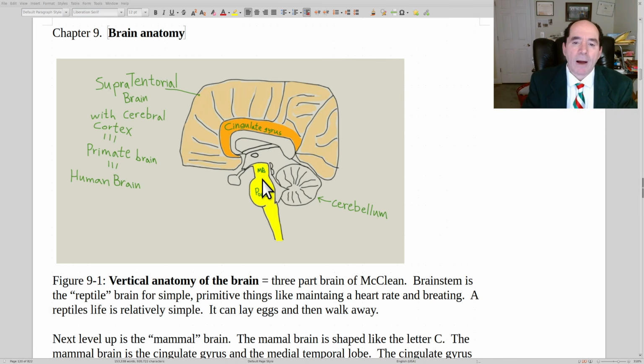Okay, the next level up, shaped like the letter C, like on a Chicago Bears football helmet, comes from the cingulate gyrus. This right here is called the cingulate gyrus, and then in continuity it extends. It has a connector called the isthmus, and it connects into the medial temporal lobe. That's called the limbic brain or the mammal brain. So the brainstem down here is the reptile brain. Then the limbic system is the mammal brain.